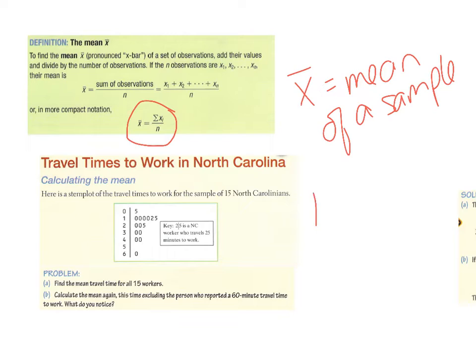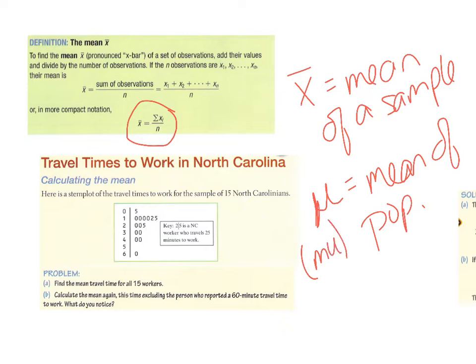If you actually had all the data for the entire population, then you would use mu, which is the mean of the population. It's this weird little U with kind of a front tail on it. That would mean that we have all of the data points in the entire population and we're getting the true mean of the population, where X bar is the mean of a sample, which is what we're going to see more often.